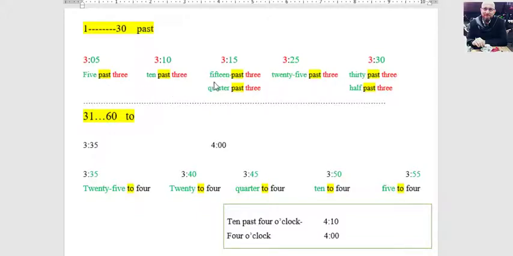After. But here we say 15 after 3. When I write past, I don't write the number 15, there will be a mistake here. We don't say 15, you say quarter. Quarter has the same meaning as 15, but we don't write 15. We say quarter after 3 or quarter past 3. And 30, the same. We don't write 30, we say half past 3. So from 1 to 30 minutes, we always say past.